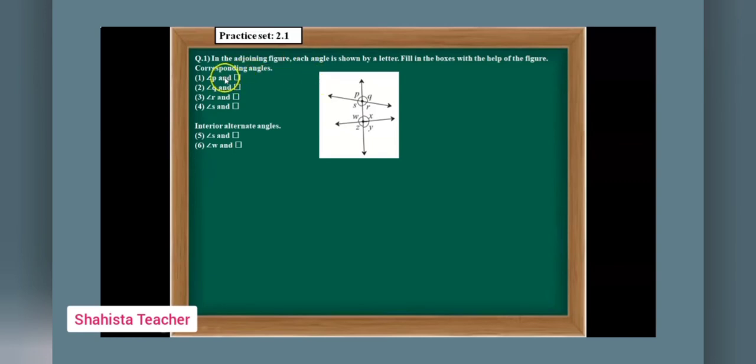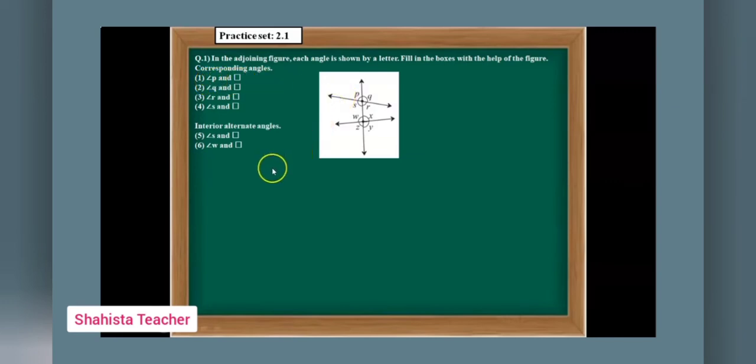Now here, see corresponding angles P, Q, R, S. Here 4 angles are given. And for these 4 angles we have to find the other 4 corresponding angles. Here the question is demanding corresponding angles, so we only have to show angles. So for angle P, which angle corresponds to angle P? So we have to find this.